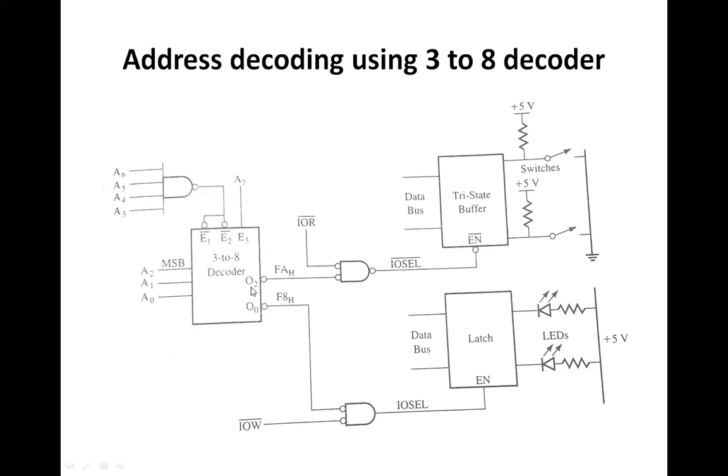Similarly, if we are using O2, O2 means 0, 1, 1. So in that case, we will be getting A3, A4, A5, A6, and A7 as 1. So the address which we generated is F8.